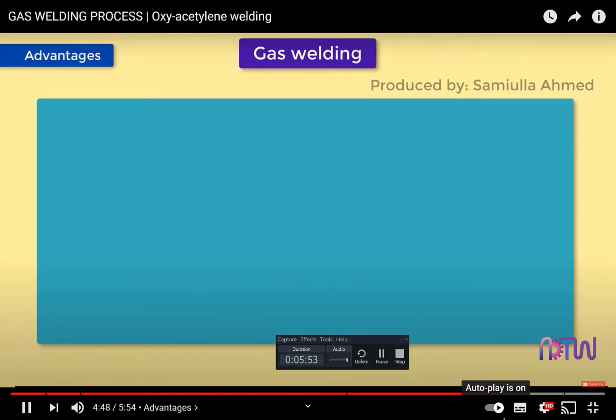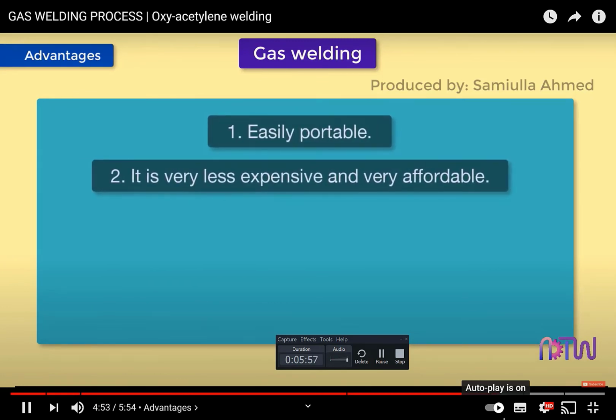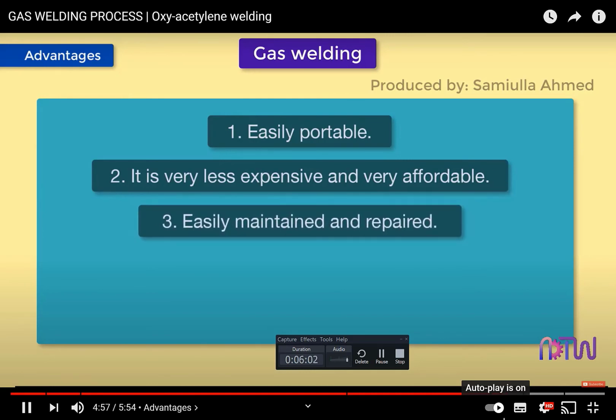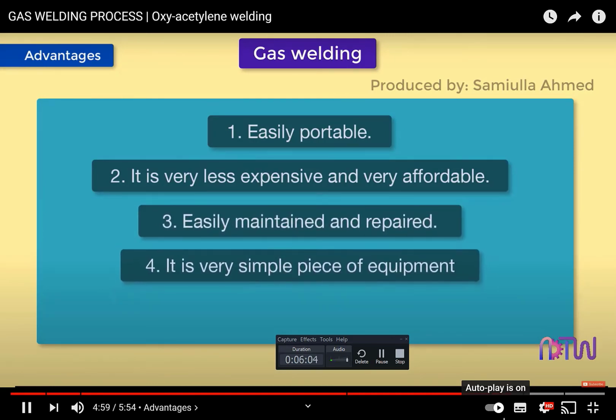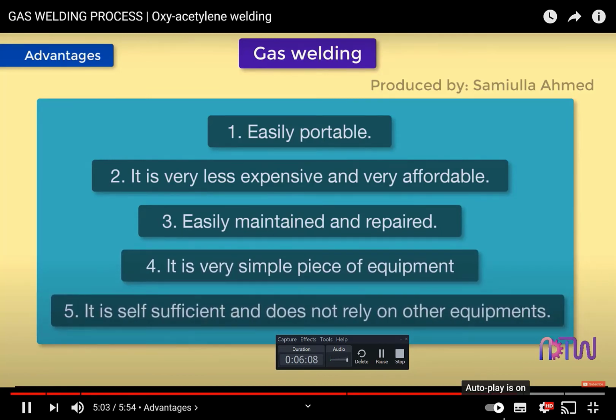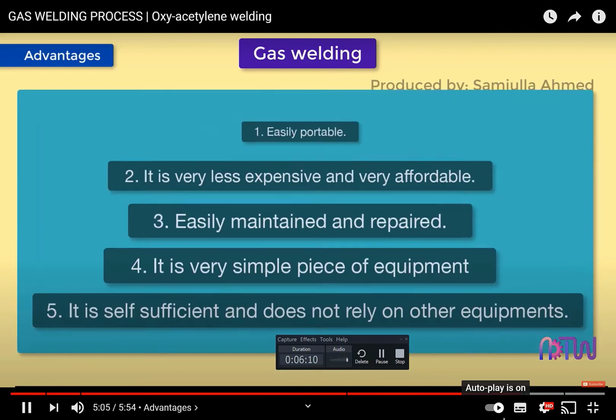Advantages of gas welding. 1. It is easily portable. 2. It is very less expensive and very affordable. 3. It can be easily maintained and repaired. 4. It is a very simple piece of equipment. 5. It is self-sufficient and does not rely on other equipment.